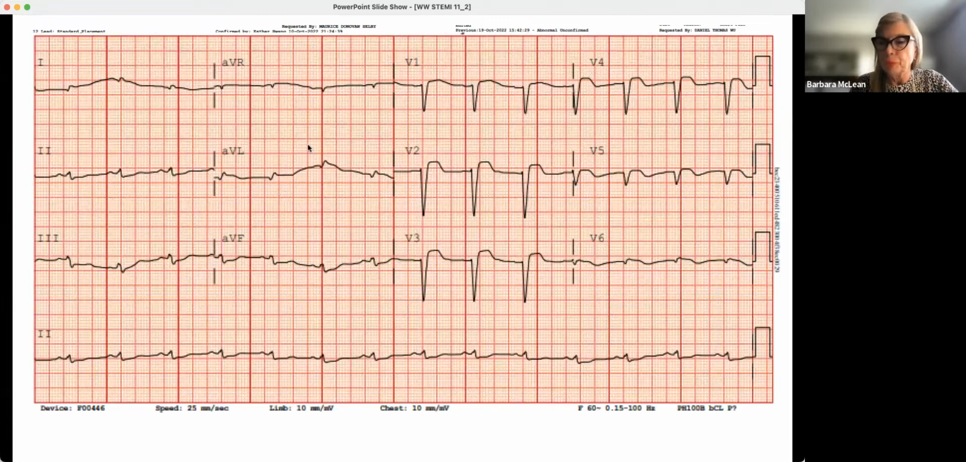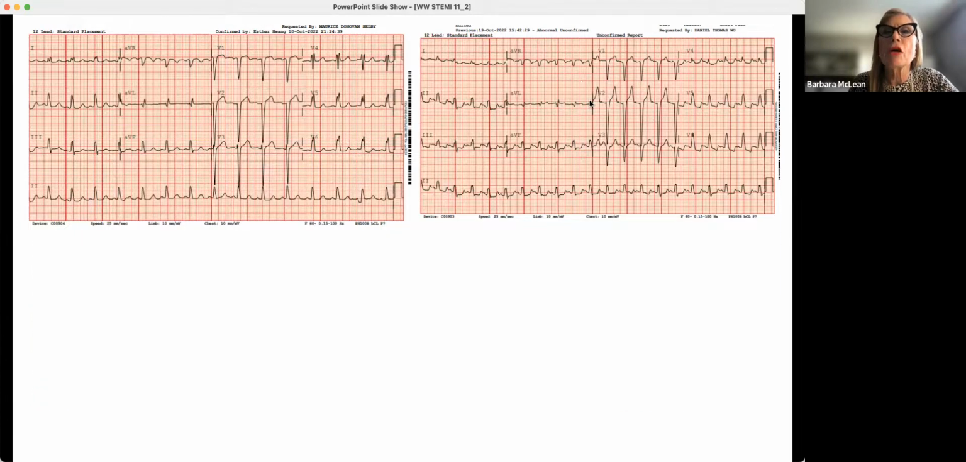Okay, so sorry, here's our second EKG. I really wanted that to be bigger and then to make it smaller so you could do a comparative analysis. And you can see that it's very much like the first EKG.